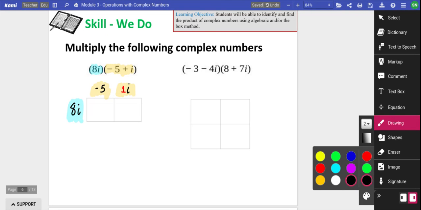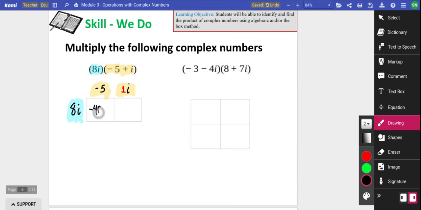Let's start by multiplying 8i times -5. Only multiply the numbers. -5 times 8 is -40. Since the 5 does not have an i, we just bring the i from the 8. We move on to the next one. We multiply 8 times 1 is 8. i times i is i squared.